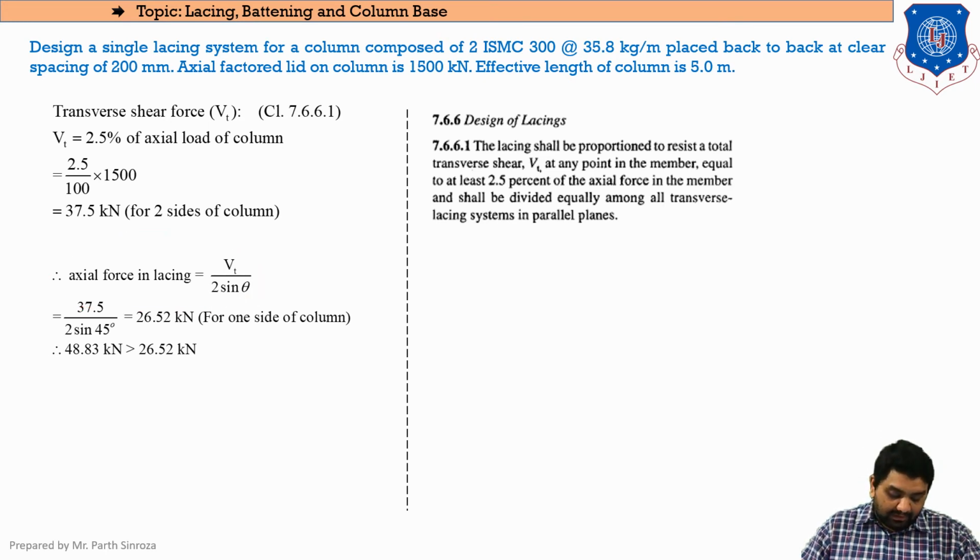So the axial load in lacing will be equal to Vt upon 2 sine theta. Vt we have just obtained, and theta we have assumed to be 45. So the answer comes out to be 26.52. Clear? So the PD, the load resisted by the lacing that we just obtained in the previous slide, should always be greater than this value. Clear? So here it is proved that the 48.83 kilonewton is greater than 26.52 kilonewton. So the first check is completed.